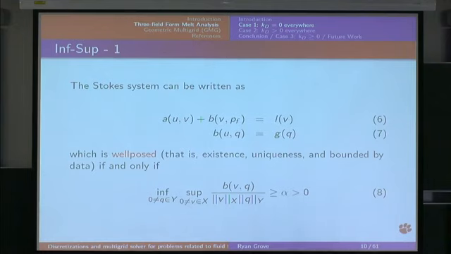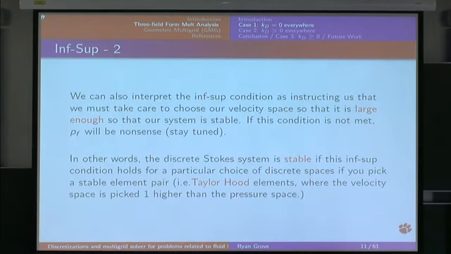And this is well posed. And what do we mean by well posed? It means we have existence, uniqueness, and bounded by data, if and only if we have this inf-sup condition. I don't like to focus on this condition written in math form so much. Let's talk about what it actually means. We can interpret this as instructing us that we must take care to choose our velocity space so that it's large enough so that our system is stable. If this condition is not met, our fluid pressure will be nonsense. If you don't believe me, stay tuned, I will show you.